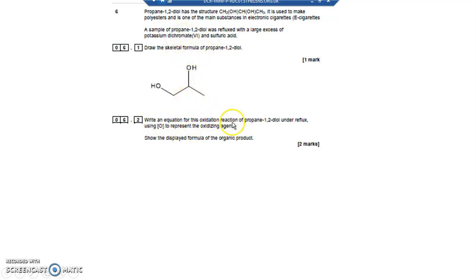Write an equation for the oxidation of propane 1,2-diol under reflux, using O to represent the oxidizing agent. So propane 1,2-diol, you can draw it now as a displayed formula with a C with 2 H's, and a C with an H, and a CH3 here, now an O to represent the oxidizing agent, and then it's going to form. Let's have a look what it forms.